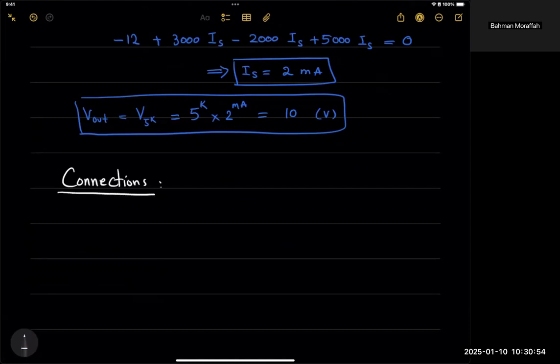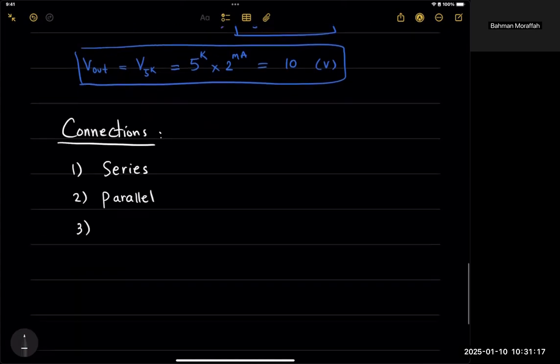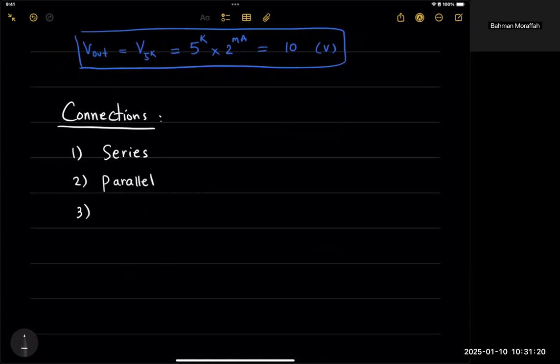So if I have a resistive circuit, which has a bunch of resistors together, these resistors can be connected to each other in 3 different ways. The first way is that they're connected in series. The second way is parallel. And the last way that they can connect is neither series nor parallel. They're just connected to each other in a completely different way. So let's understand what these actually mean.